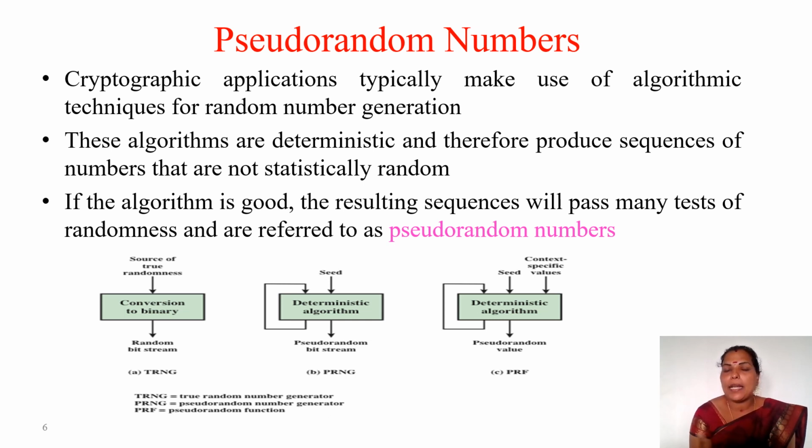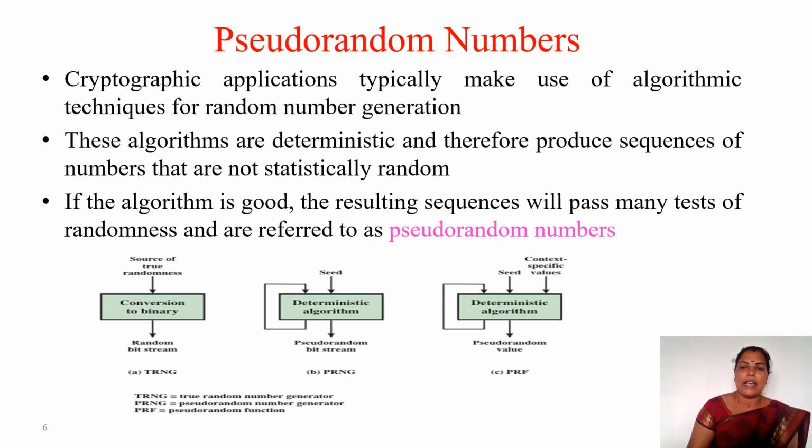Cryptographic applications typically make use of algorithmic techniques for random number generation, and these algorithms are deterministic. We can determine these numbers, and therefore they produce sequences of numbers that are not statistically random. Generally, cryptographic algorithms are deterministic in nature, and they use pseudo random numbers. Pseudo random numbers are not statistically random, but they seem to be random.